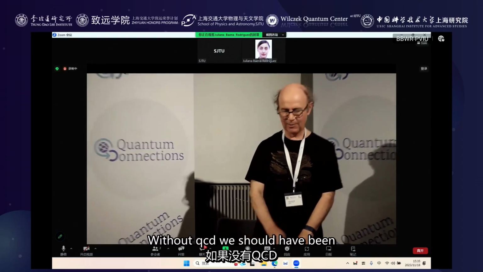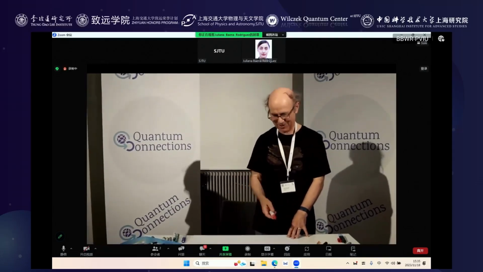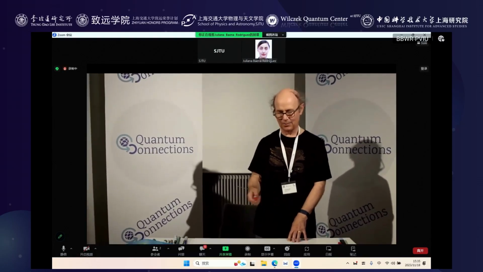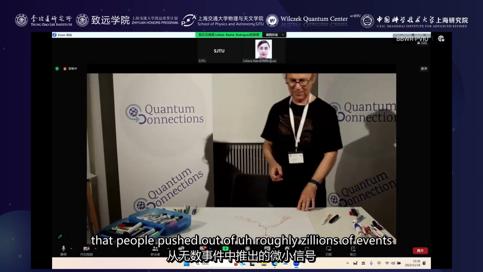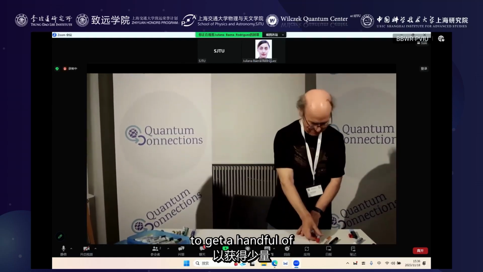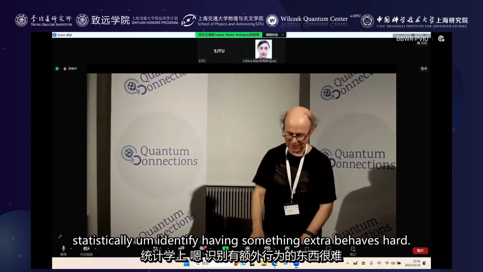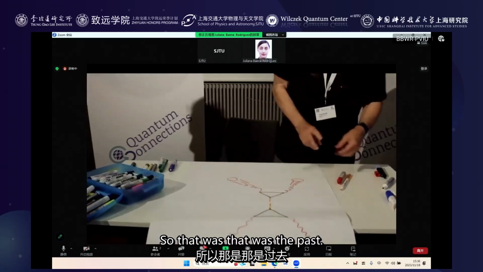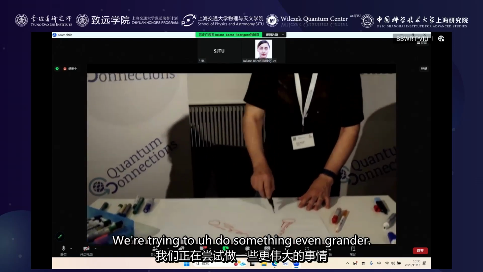And without QCD, it would have been inconceivable, literally, to think about this process, much less to calculate reliably what to expect and to interpret the tiny signal that people fished out of roughly zillions of events to get a handful that statistically identified that it was something extra, the Higgs particle. So that was the past. Now we're trying to do something even grander.